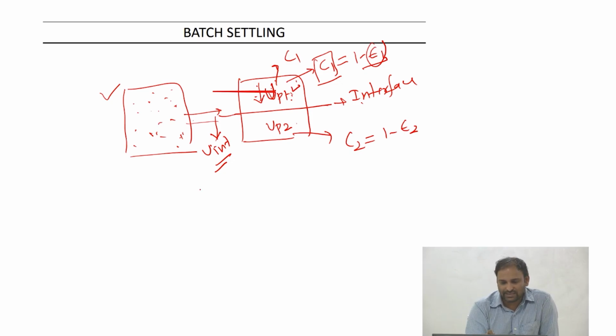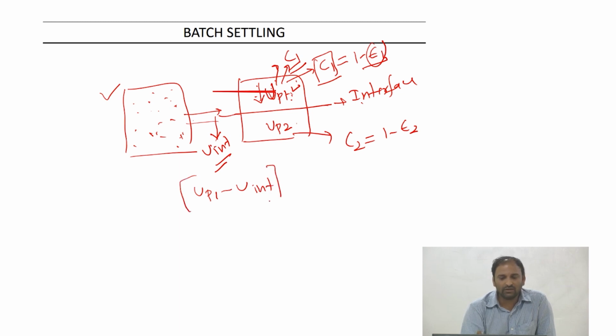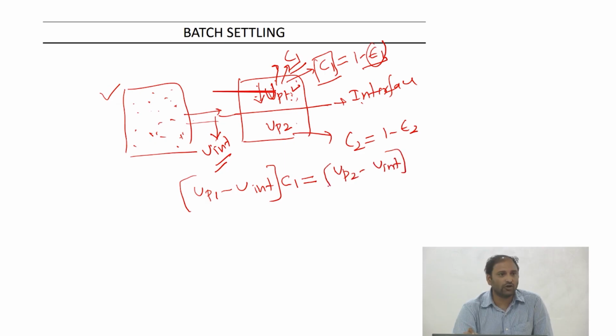That mass balance reads something like this: UP1, the particle settling velocity in the region where the concentration is C1, minus u interface, which gives the relative velocity of the particles with respect to the interface, multiplied by the concentration of the particles in the above zone, should be equal to UP2 minus u interface, the relative velocity of the particles in the bottom zone with respect to the interface, multiplied by C2.